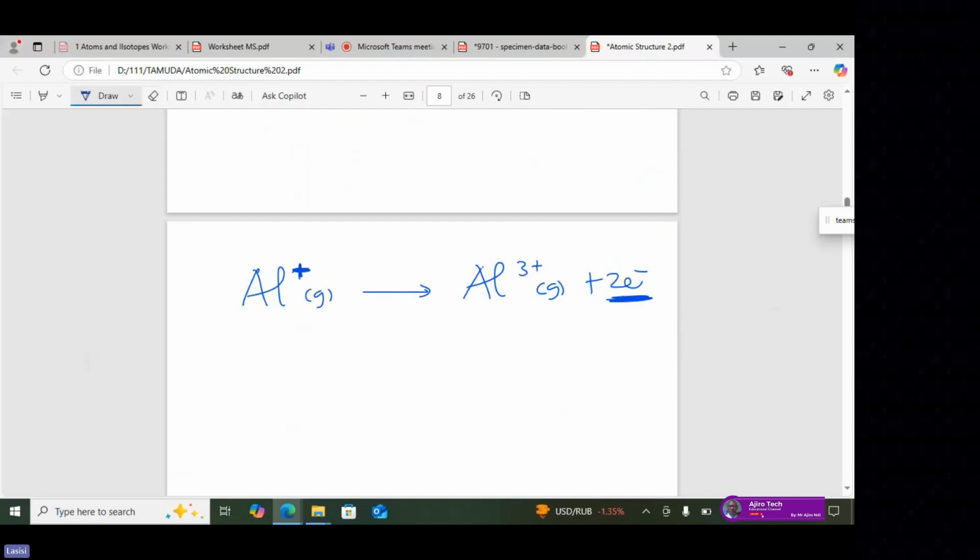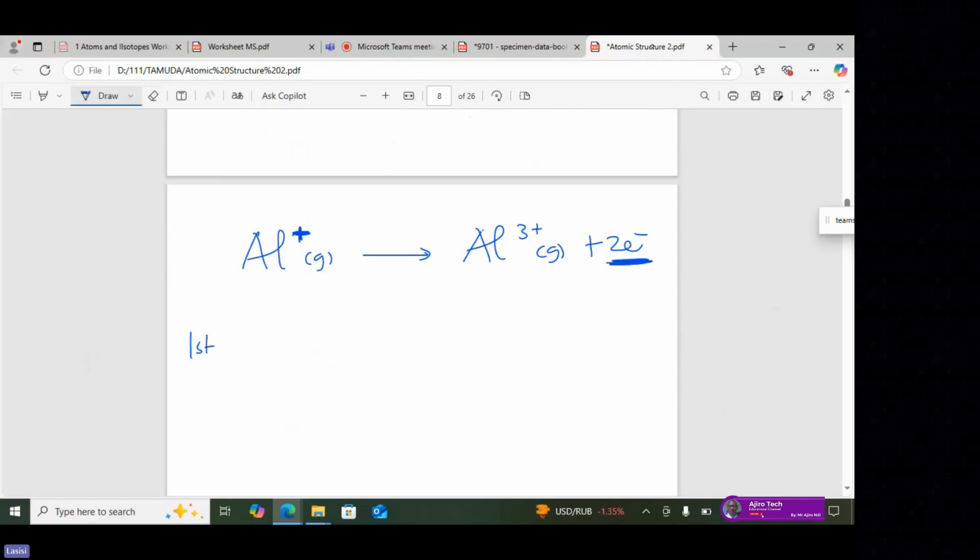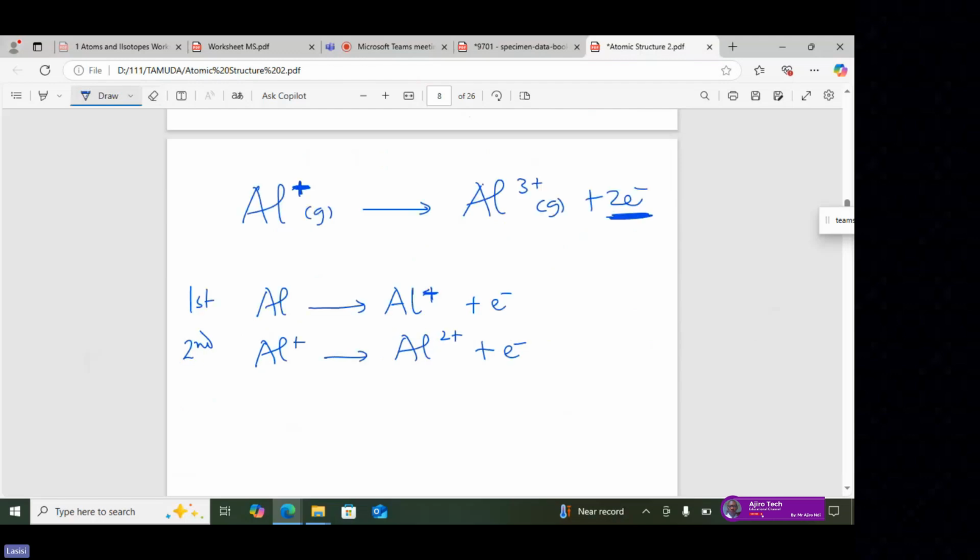No. First is Al to Al plus and an electron. What about second? Al plus to Al2 plus and an electron. What about the third? Al2 plus to Al3 plus and an electron. So what is this?